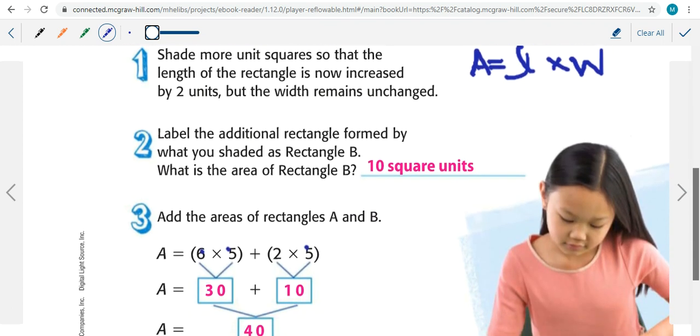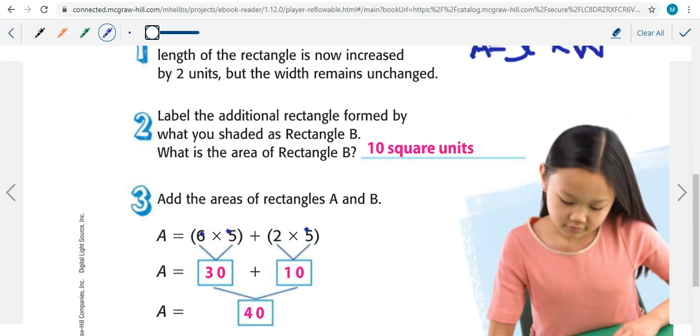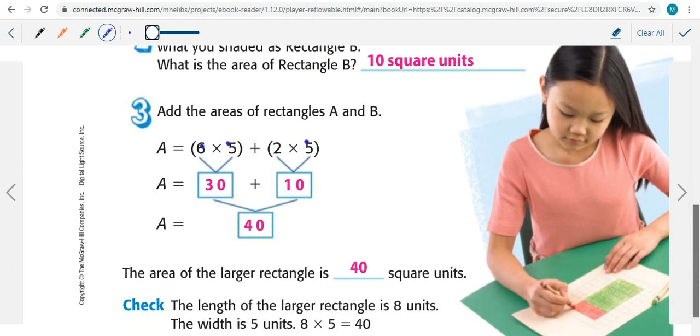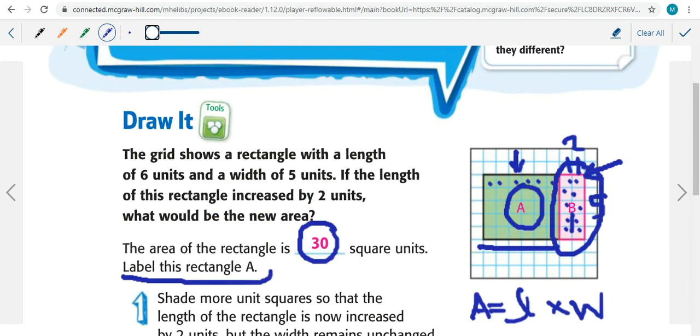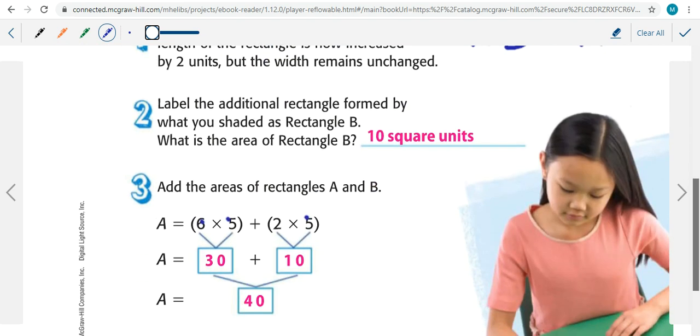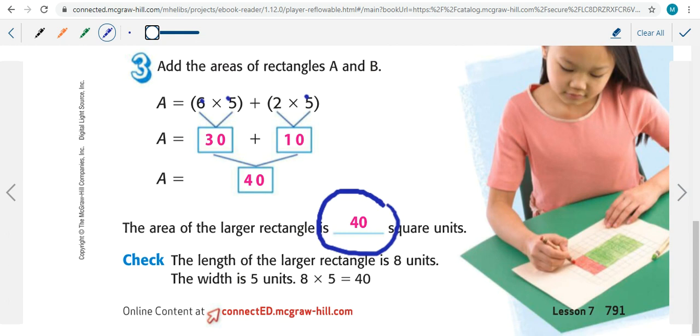Okay, now let's find 6 times 5 is 30 and 2 times 5 is 10. We add 30 plus 10 is 40. So the area, by adding these 10 units, by increasing 2 units, which is 10 units squared, the new area will be 40. Okay, another way to do it is 8 times 5. Okay, next page.